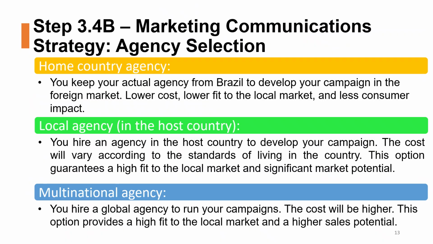Now we are moving to the last decision. In this decision, we should basically define what will be the type of agency that will help us. We have three alternatives. You can work with your local agency from Brazil to develop your campaign in the foreign market. This will provide you really low cost, but the disadvantage, depending on the cage distance or the cultural differences, is that probably this agency will be unable to help you in the target market.